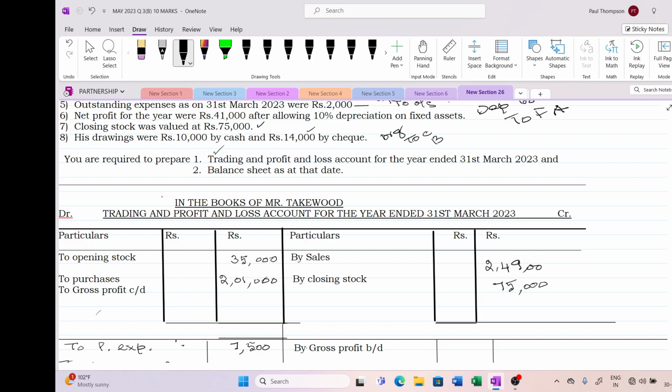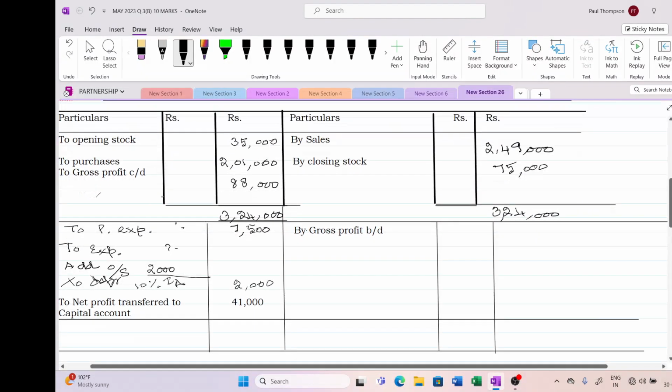2,49,000. So we are going to add this 249 plus 75 becomes 3,24,000. Copying this side 3,24,000. What is the gross profit coming is 88,000. Okay, so now the gross profit is brought down here 88,000.